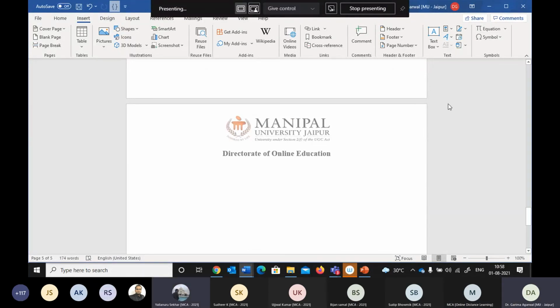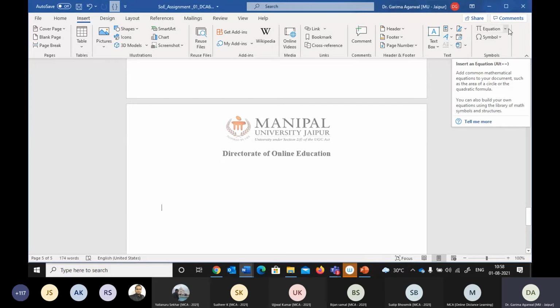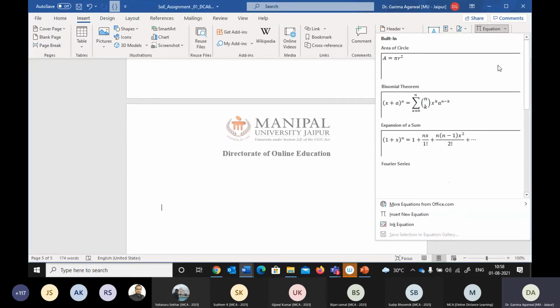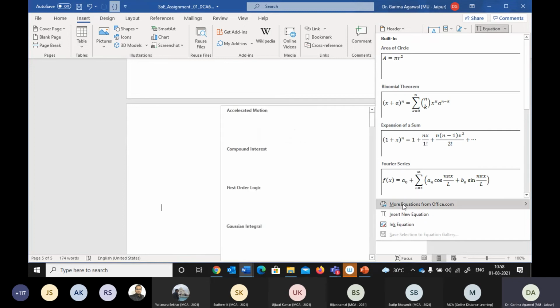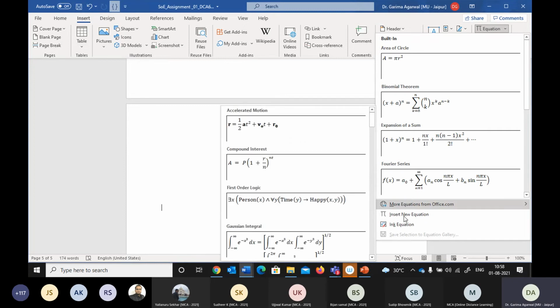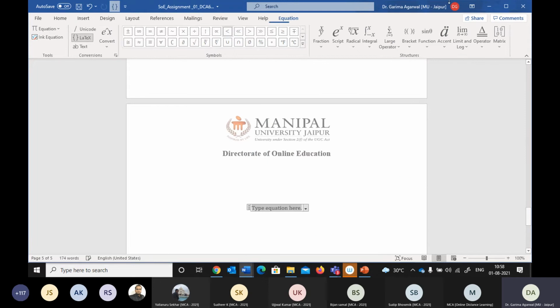So just open any Word document, go to this Insert tab, right? This down arrow, equations, more equations, or insert new equation, right? What I have done: Insert tab, then more equations. Now this dialog will appear over there.